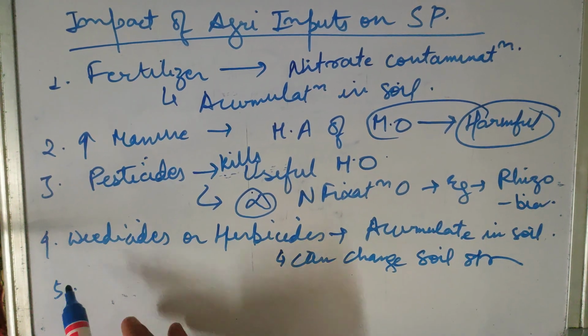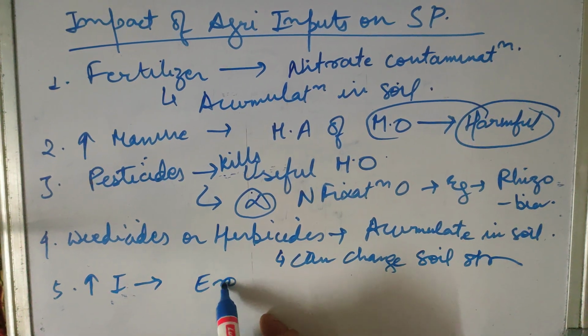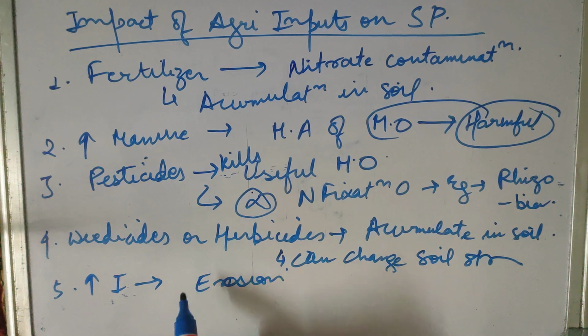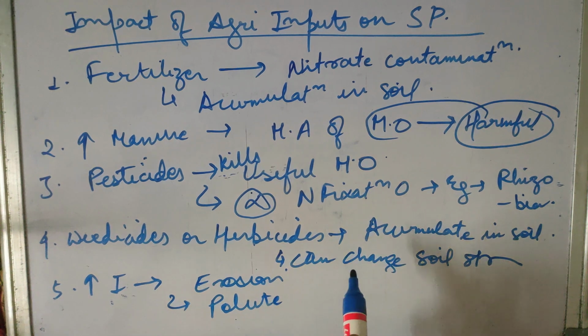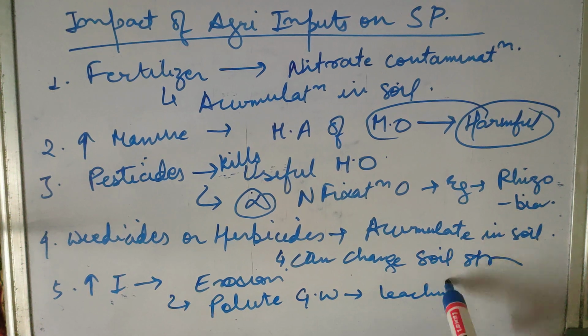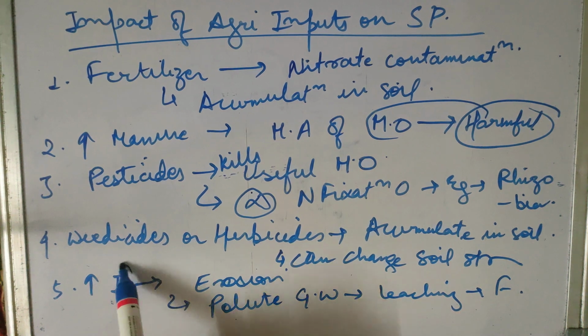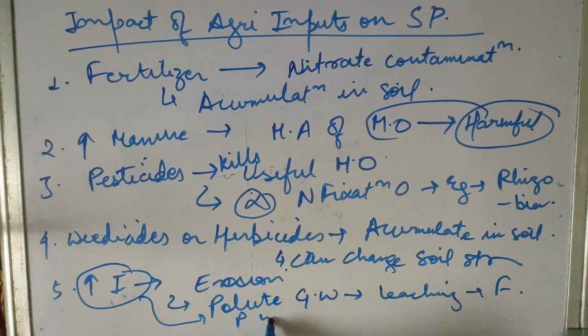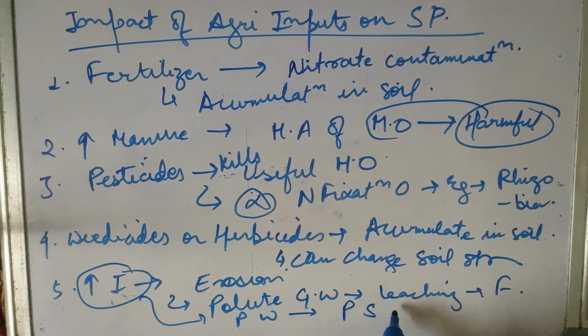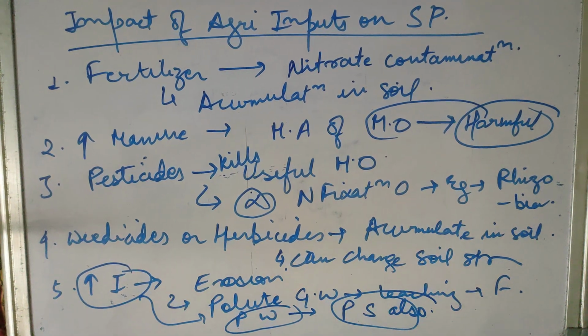What can over irrigation do? High irrigation can lead to soil erosion. It can pollute groundwater, as high irrigation leads to leaching of fertilizer to groundwater. Polluted water used in irrigation also pollutes soil. So we need to prevent polluted water in irrigation.